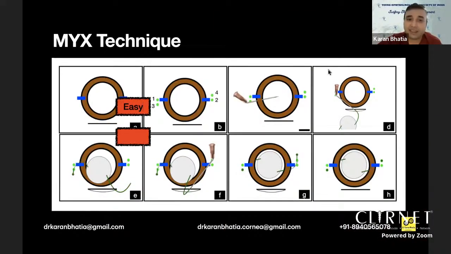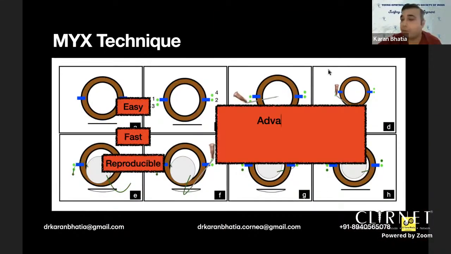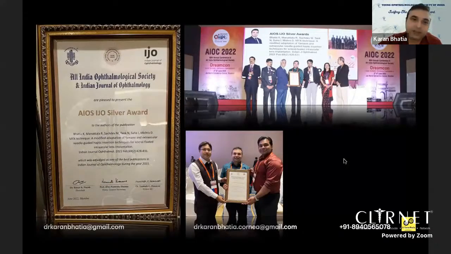So the mixed technique is an easy, fast, and reproducible technique. If you use the advantages of both the Yamane and the Yamane-flanged technique, you can actually do an SFIOL in 15 minutes, excluding the vitrectomy part. And this mixed technique actually received the AIOS IGO Silver Award as well in AIOC 2020, the previous one. So thank you so much.